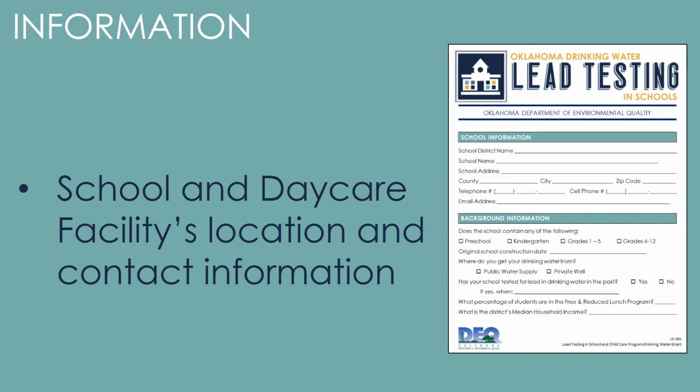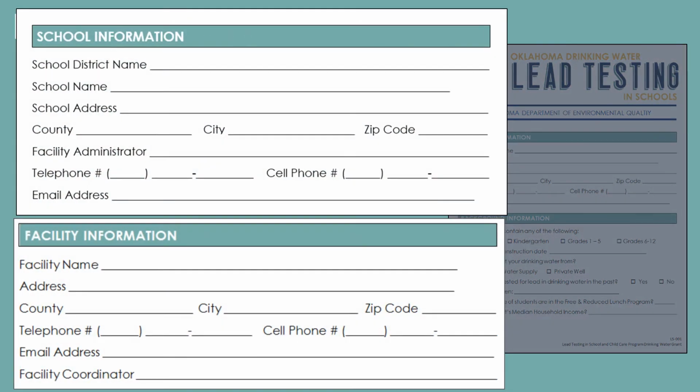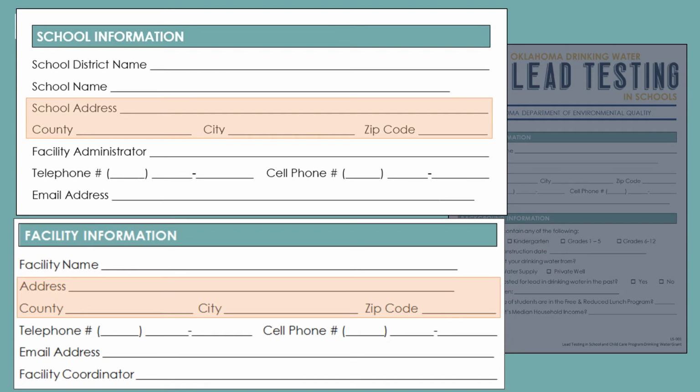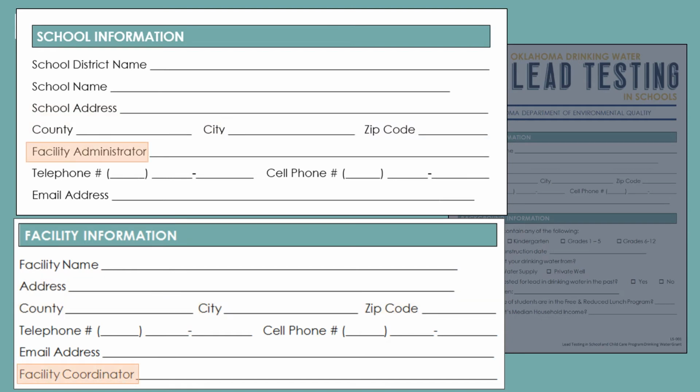The first section of the form is about your school or facility information. This information will let us know where your school or facility is located and who your contact is. You will need to include the facility's names and address. Next, designate a facility administrator that will be a point of contact for this program. Provide a telephone number, cell phone number, and an email address for that person so the DEQ can contact you about the program.